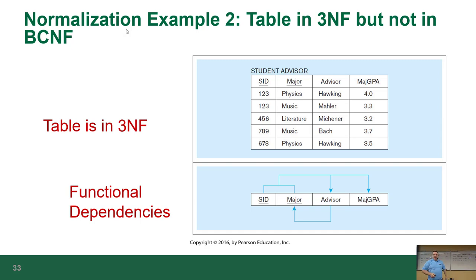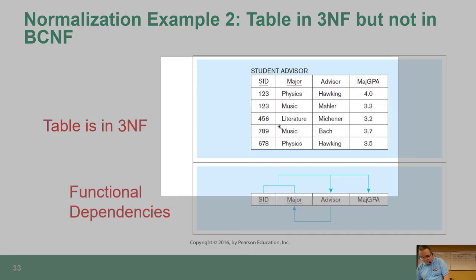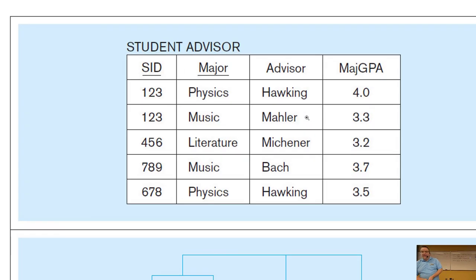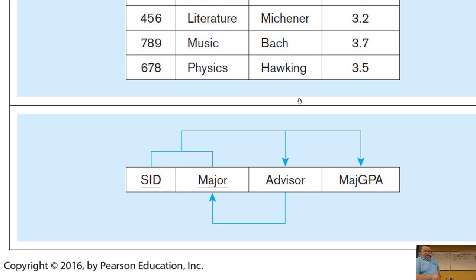Okay, so here's our situation. This table, and I can zoom in, technically is in third normal form. We have a primary key. There's no partial dependencies and no transitive dependencies. If we look at the functional dependencies, you'll see that the student ID and the major determine the advisor and the major's GPA. The advisor is determined by the major. So suddenly we have a situation where even though it is in third normal form, it's not a good third normal form.